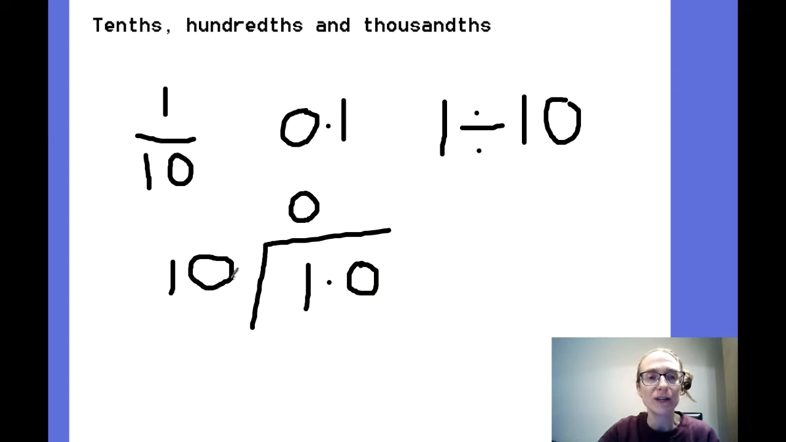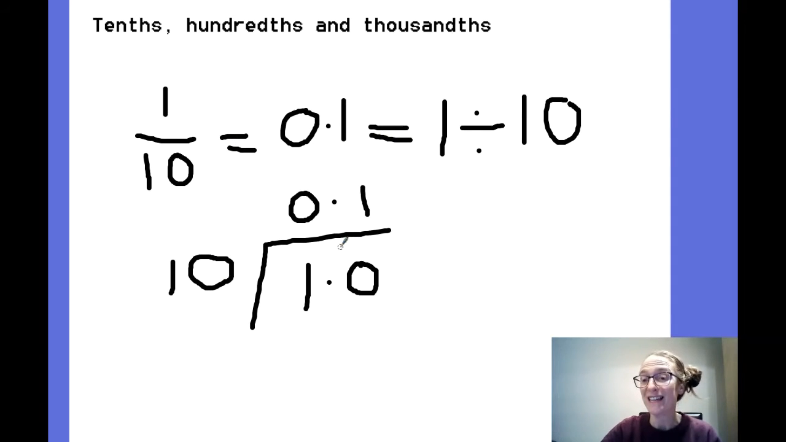So now I can do 10 into 10, and that fits 1 time. Don't forget to put your decimal point. When you put a decimal point down here, you put one up here. So we've got the proof that 1/10 is the same as 0.1.